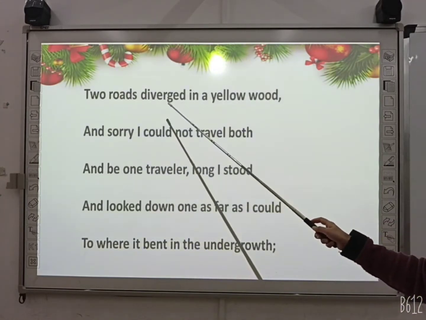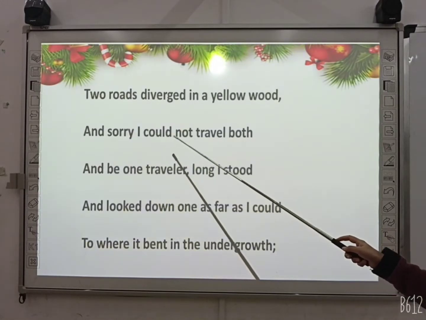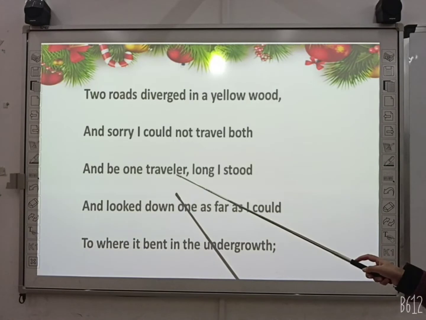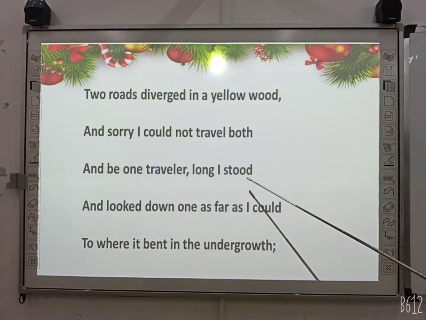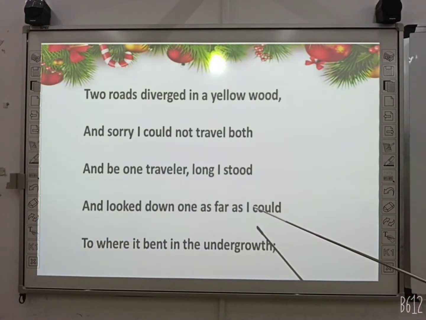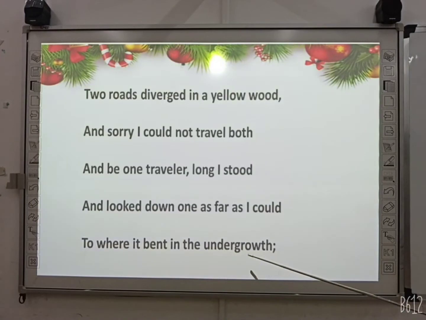Two roads diverged in a yellow wood, and sorry I could not travel both and be one traveler, long I stood, and looked down one as far as I could to where it bent in the undergrowth.